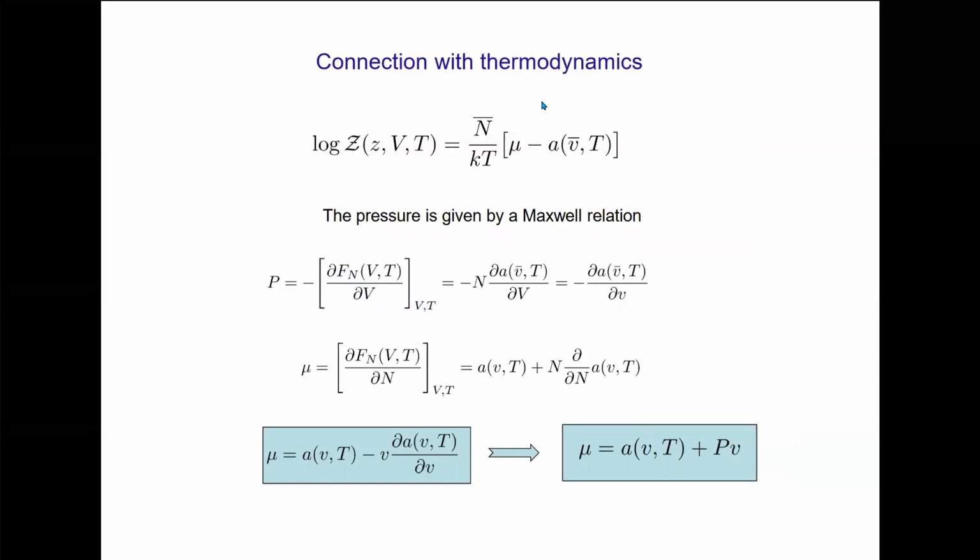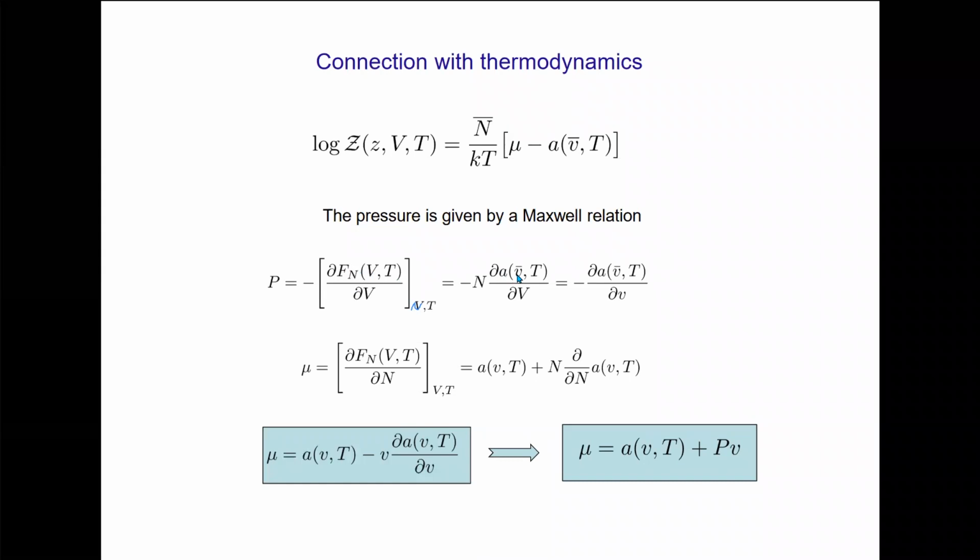this is a misprint here. Let me correct it. That should be the number of particles here, and fixed. So the pressure is equal to minus, in thermodynamics, we know that pressure is minus the partial derivative of the free energy with respect to the volume at fixed N and T.